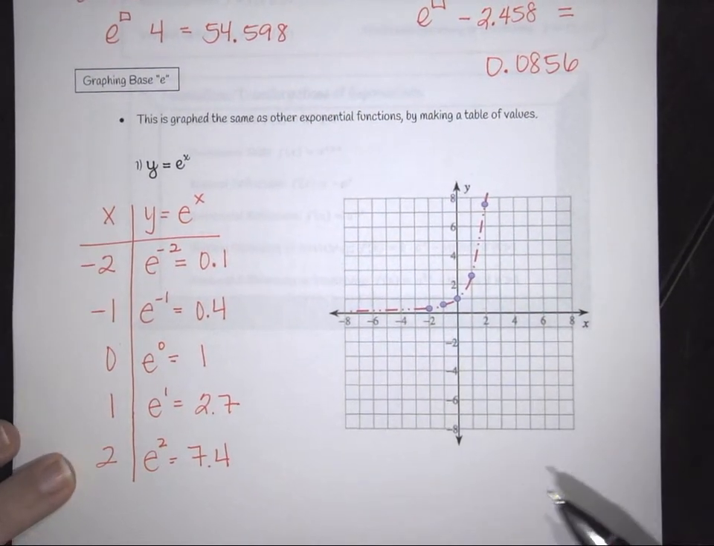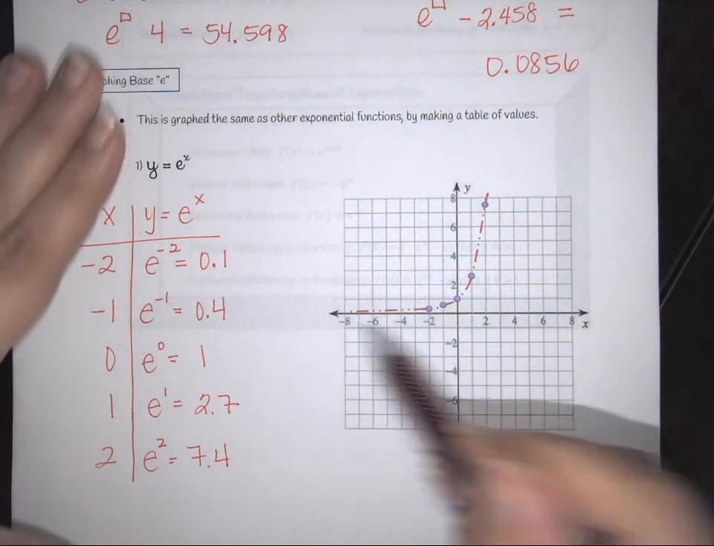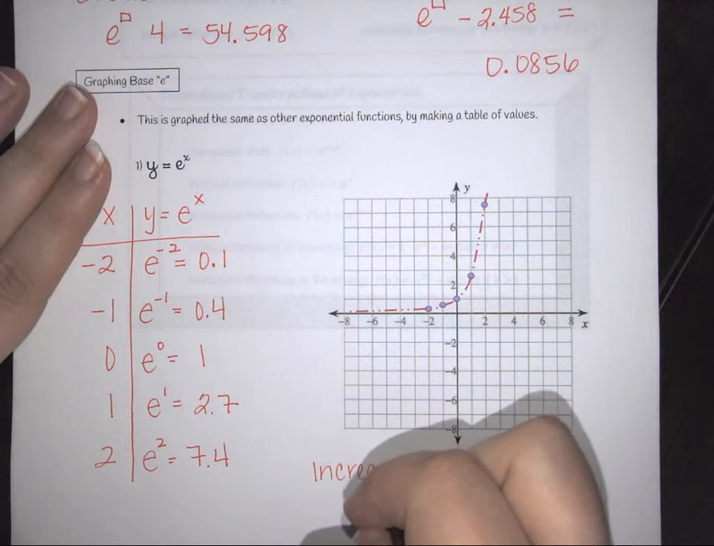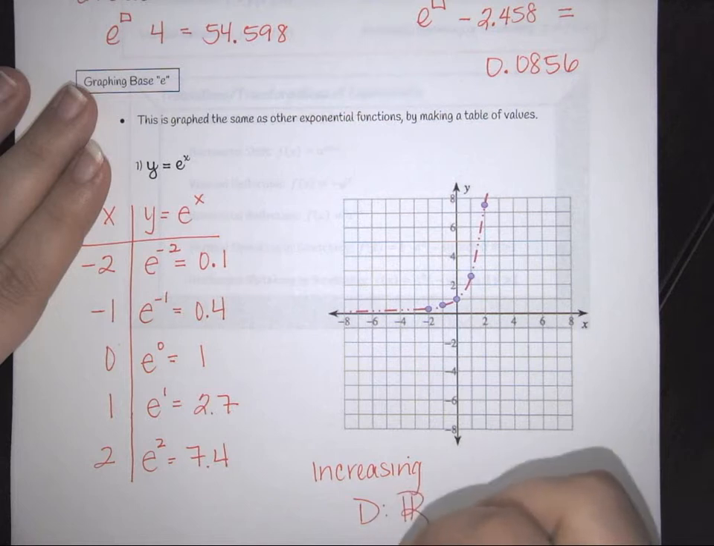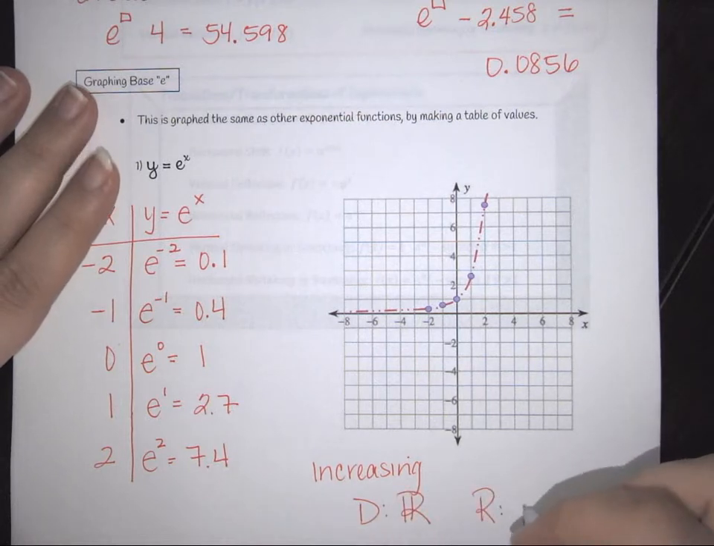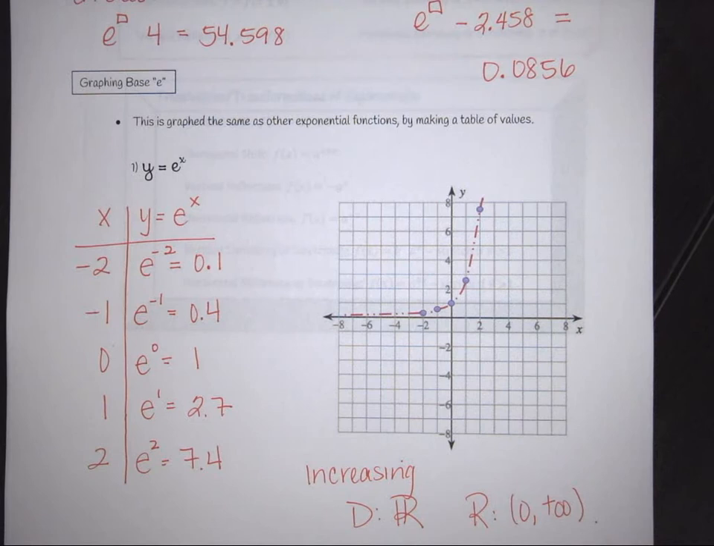So again, some facts about it that we know. This one is an increasing graph. It has a domain that is all real numbers, and it has a range that's going to go from 0 to positive infinity.